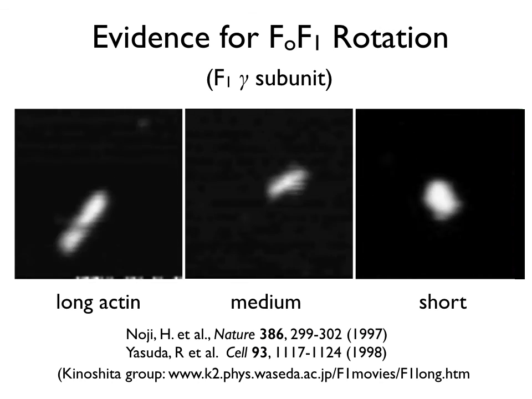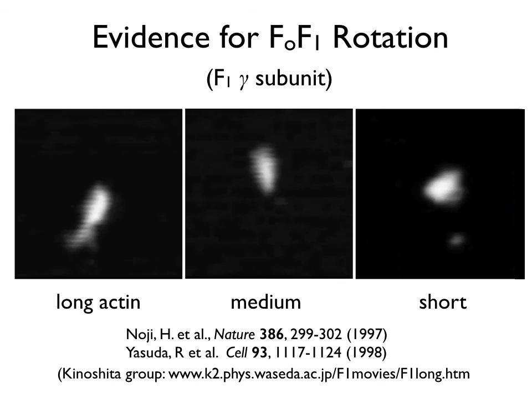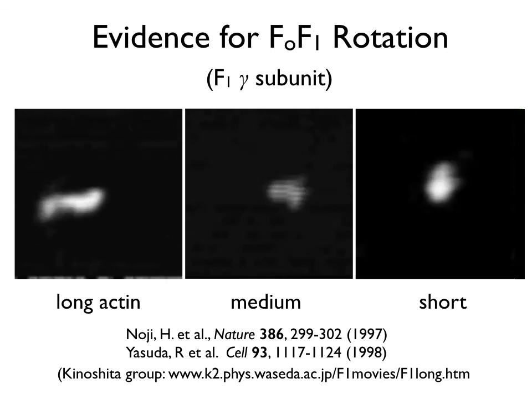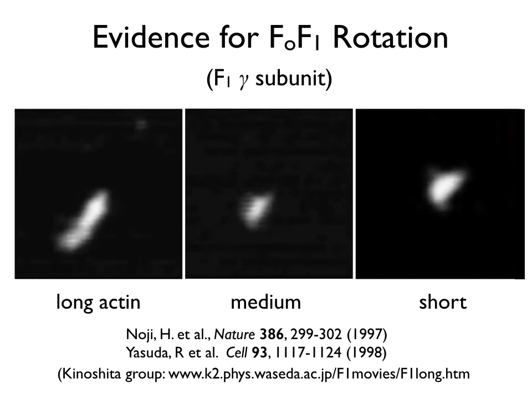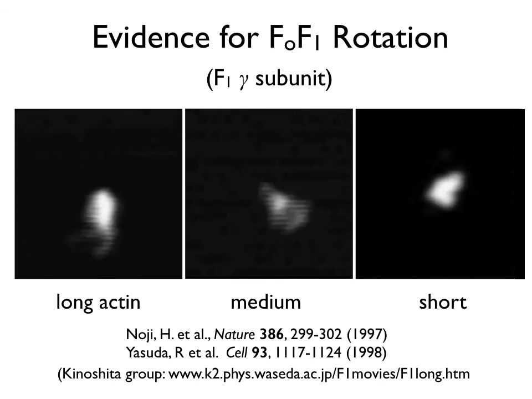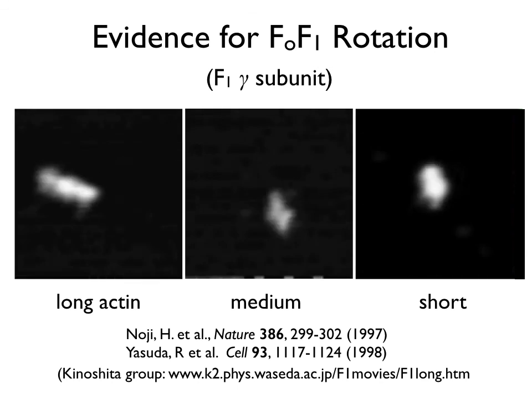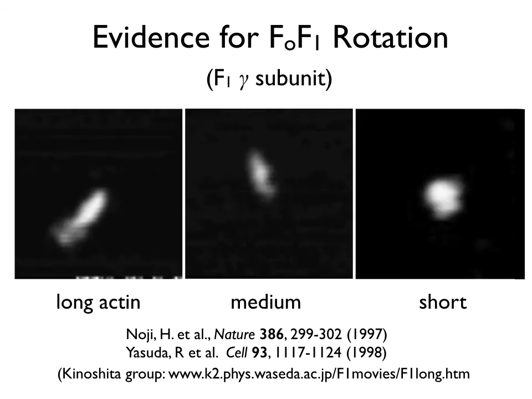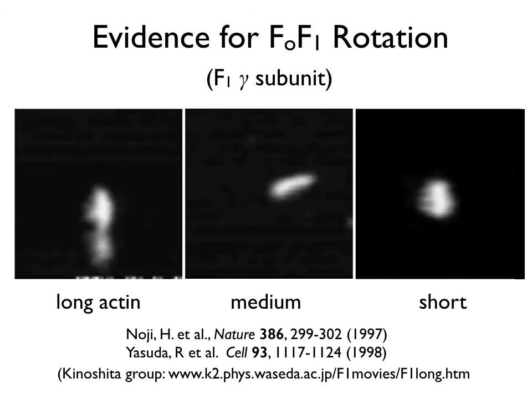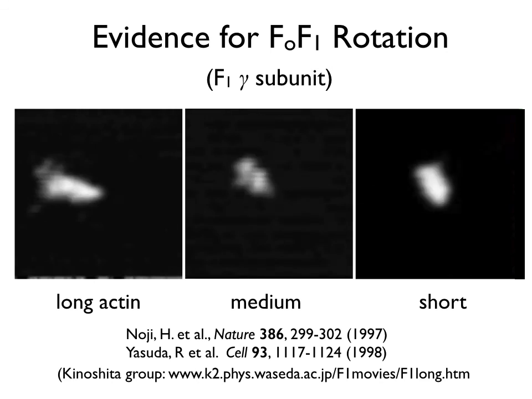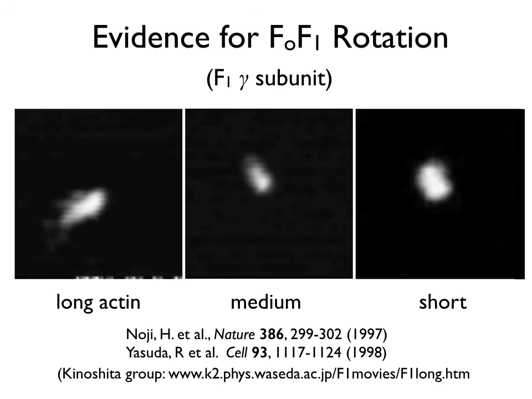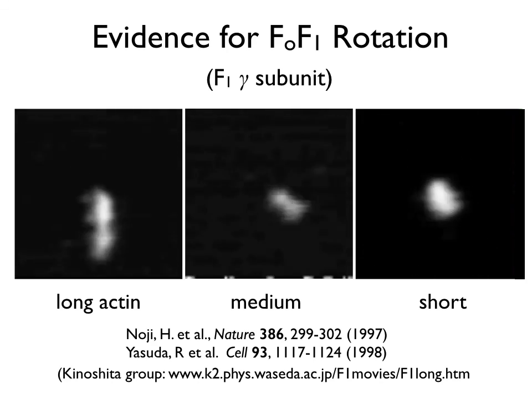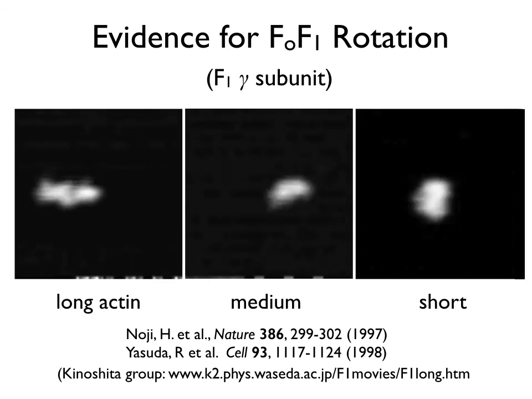So what we're watching here are fluorescent actin molecules, and the short ones are on the right, medium in the middle, and long ones on the left, and they rotate at different velocities. But you can see clearly they are whipping around, and this is direct evidence that this ATP synthase works via rotation of its subunits. This is an amazing result, an amazing achievement of biophysics. Right, you can't really see much in these movies except that the rotation's occurring.